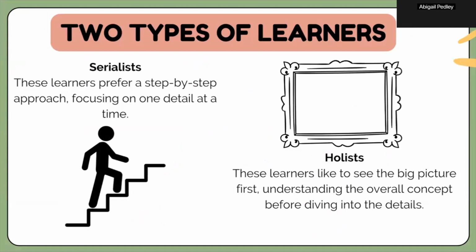He identifies two types of learning strategies: serialists and holists. Serialists prefer a step-by-step approach, focusing on one detail at a time. Holists like to see the big picture first, understanding the overall concept before getting into the details.